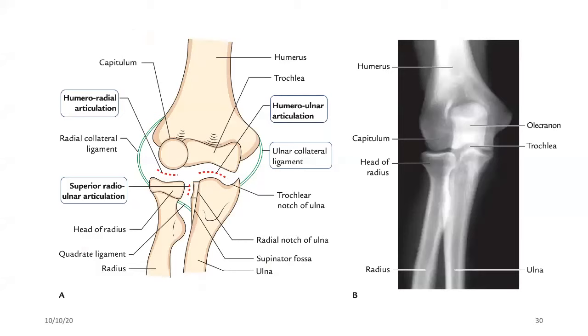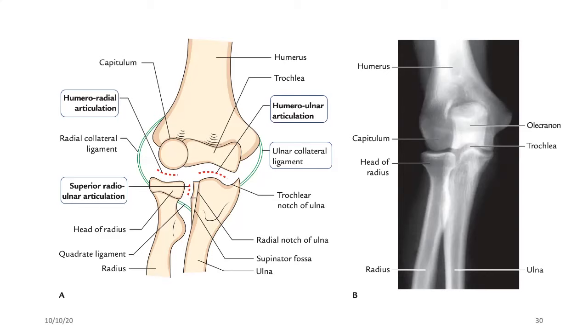Look at it. Can you see those 3 dots, red color? They are indicating 3 joints. One is between the trochlea and the ulna. That is my famous elbow joint. Elbow joint is a complex. That is the famous one, and this joint is which type of joint? Hinge type.